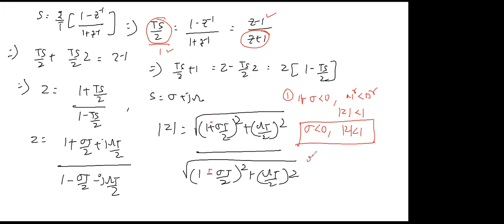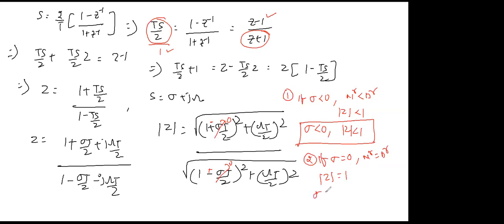If you take case 2, if sigma equals 0, then what will happen? If you put sigma equals 0, then obviously this part will be eliminated and this part also will be eliminated. Then numerator equals denominator. Yes or not? Numerator equals denominator. Then what is the value of mod z? Mod z equals 1.